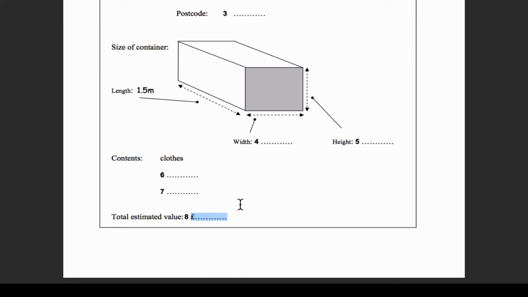This means how much are the contents worth, and this is given to us in pounds. We know that this is definitely going to be a number, so once again, just listen carefully. So we know what we're looking for. I wish you really good luck, and we'll correct the answers together in a couple of minutes.